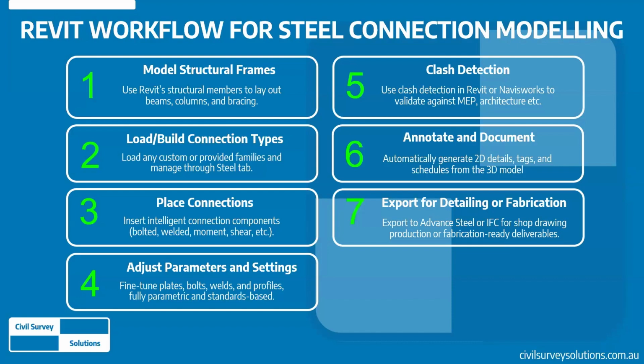So for a structural project, we will always start with modeling the frame. We can then import or load the standard as well as any custom connection types. We can then place them before adjusting the parameters and the settings for that individual connection, and we then propagate it out to all similar elements. There are a number of options to then run clash detection for your connections, and once we're comfortable in our modeling, we then start the drawing production and exporting out to fabrication or IFC.